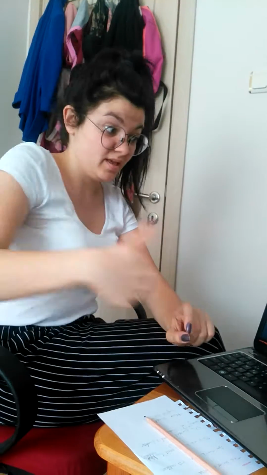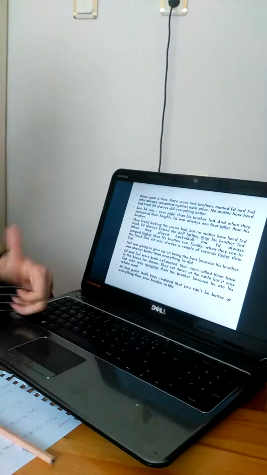Once upon a time there were two brothers named Ed and Ted who always competed against each other. No matter how hard Ted tried, Ed always did everything better. Ed was better. The first comparative. Ed was 1 year older than his brother. And when they measured their heights, Ed was always 1 foot taller. Ed is taller than his brother.